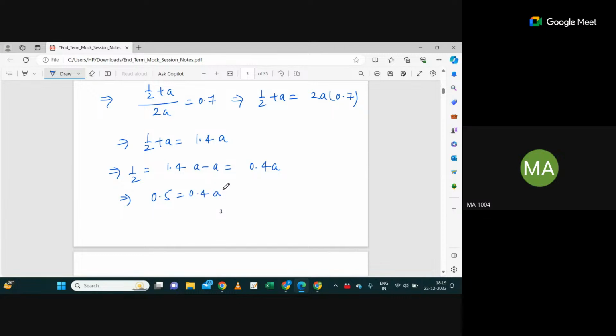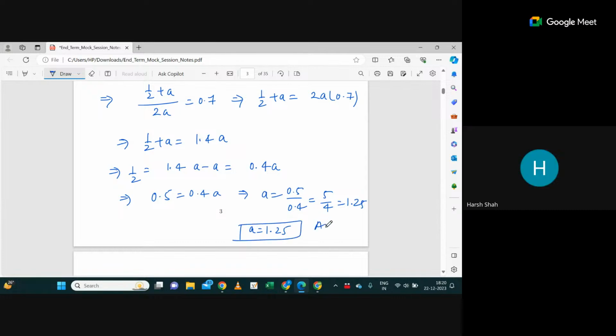Can I say or not? So a equals 0.5 divided by 0.4, which is nothing but 5 by 4, which is 1.25. So the value of a is 1.25. Is this clear? Any doubt?